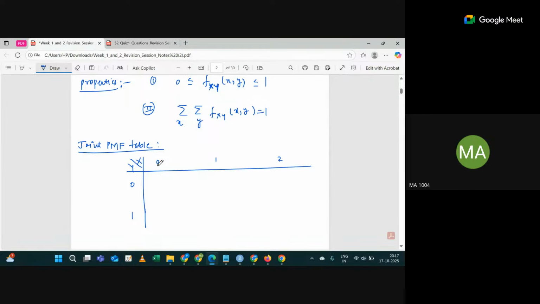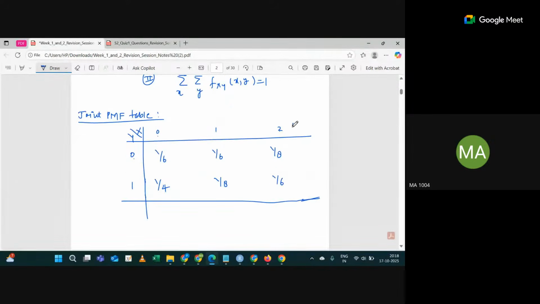x can take value 0, y can take 0; x can take 1, y can take 1; x can take 2, y can take 1; x can take 2, and y can take 0. So you can see lots of possibilities are there. Just suppose this is 1 by 6, and this is 1 by 6, this is 1 by 8, and this is 1 by 4, 1 by 8. Not wrong, so it should be 1 by 6. Now can you check and tell me whether this is a joint PMF or not?